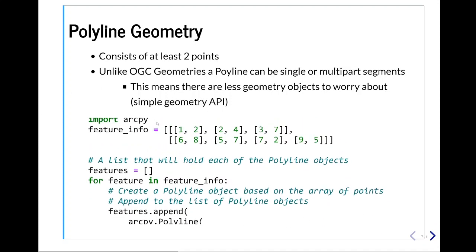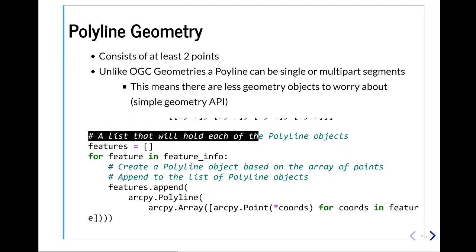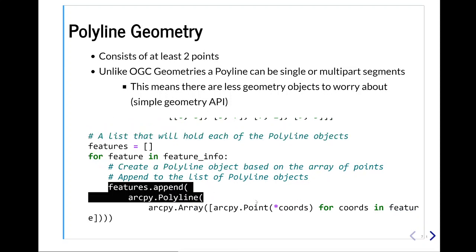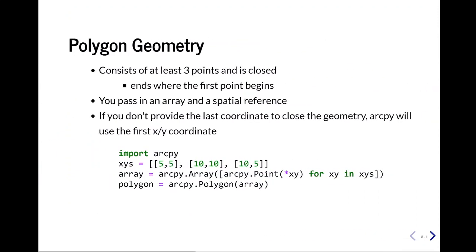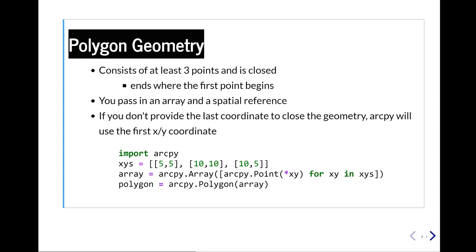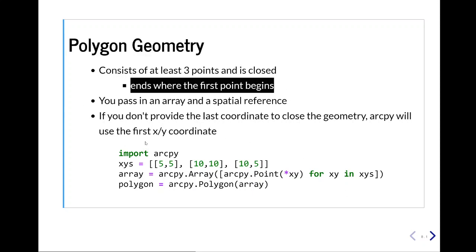So we can take a look, and we can see that with each feature we can go through and append each feature to the polyline and look at the arrays. We're going to create various points. Okay. So the polygons have to have at least 3 points, and it has to be closed. A polyline can be 2 points and they don't have to close. So that's another difference between polylines and polygons. So we have 3 points and it's closed, so it makes a closed circle. It ends where the first point begins.